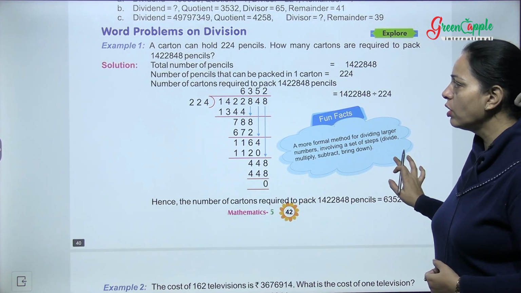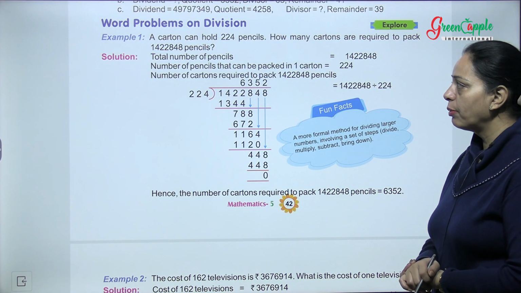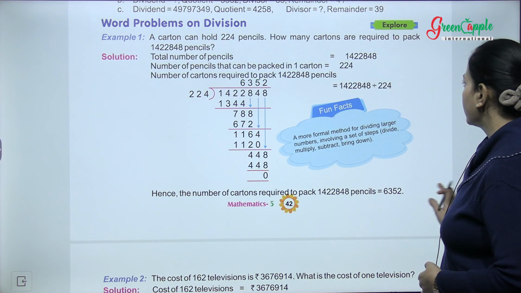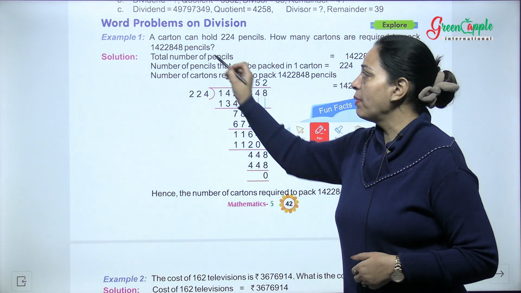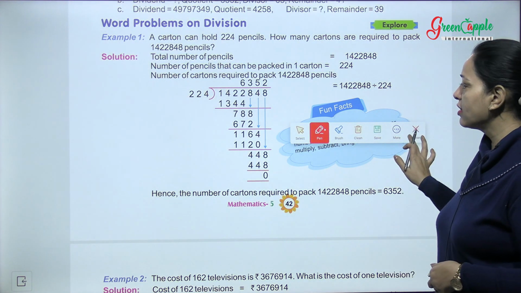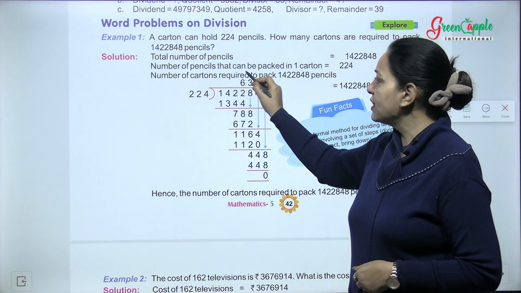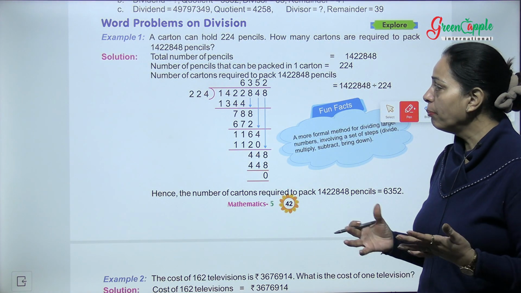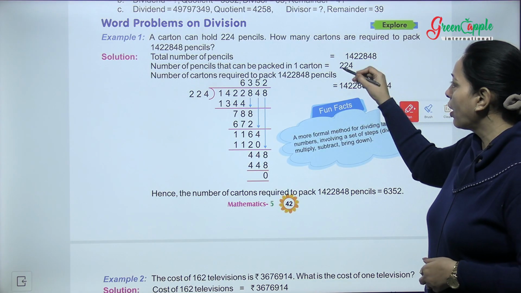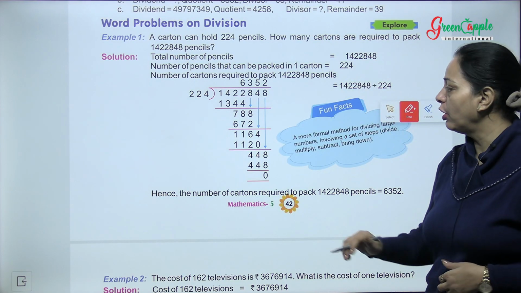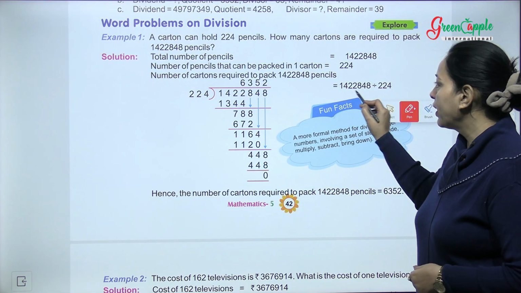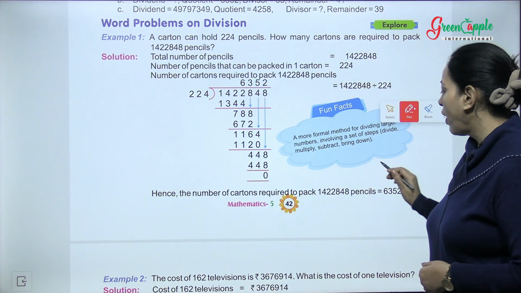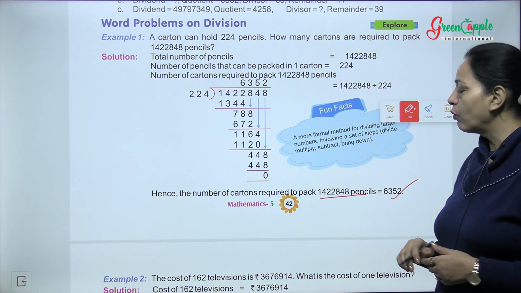Now we are talking about word problems on division. Example 1, a carton can hold 224 pencils. How many cartons are required to pack such pencils? It means the total number of cartons. We know the number of pencils that can be packed in one carton is this one, and for the number of cartons, we divide the total pencils by 224. So do the division. We are getting this number as the quotient. So the number of cartons required to pack these pencils is equal to this.